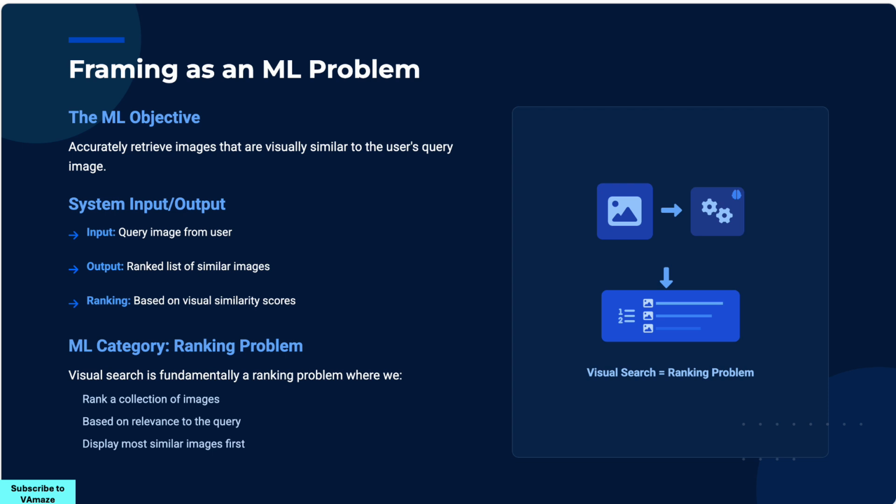This is the key insight. Visual search is fundamentally a ranking problem. We're not just finding similar images, we're ordering them by relevance. This is the same category of problems that includes recommendation systems, search engines, and document retrieval. But how do we actually solve this ranking problem?